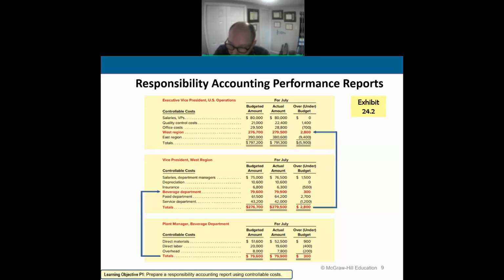The vice president of that region is going to look at that information, but as one line item, beverage department, right? Just beverage department. Why is that? Because the vice president is also responsible for their costs: salaries for all department managers, depreciation, insurance, and then the total cost, beverage, food, service. See how it condenses down to one line item when it goes a level up.